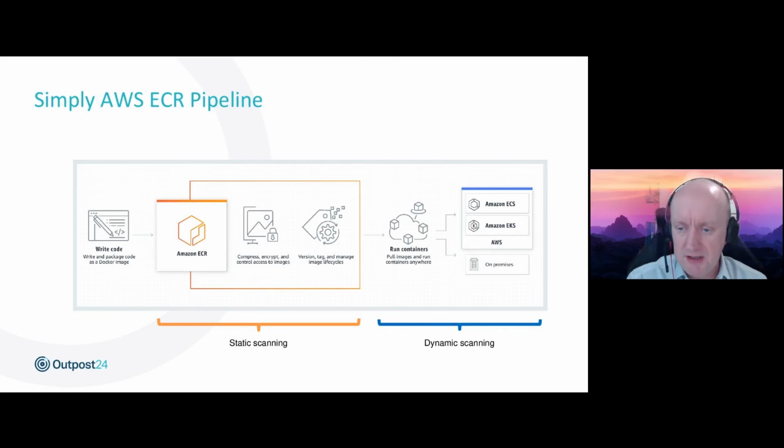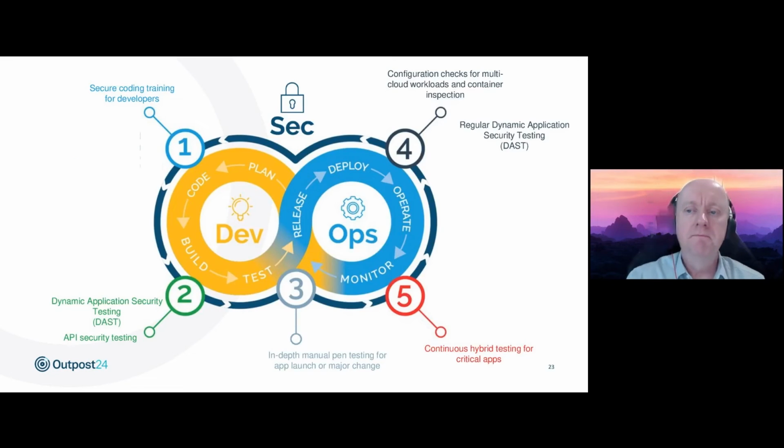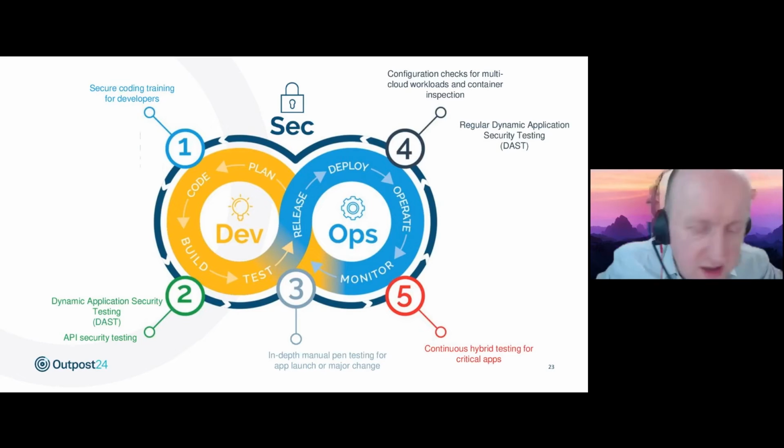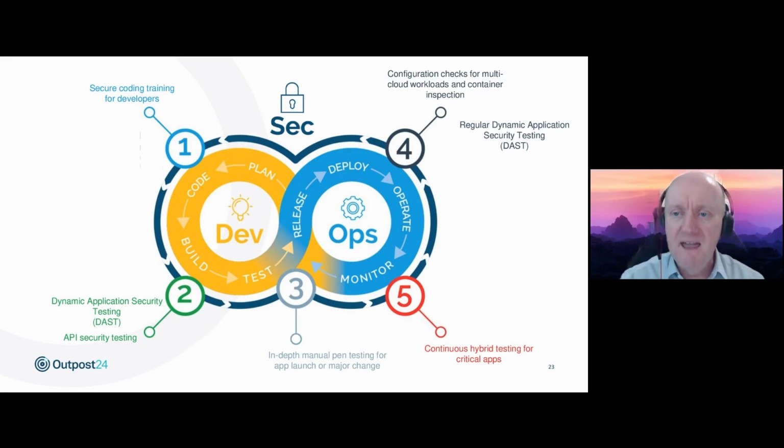So my final stage here, kind of stages 4 and 5, which split between the two, is the idea of regular testing and continuous hybrid testing of critical applications. Before we go any further, I'm going to open up a poll, which we'll look at the results of in a little while.